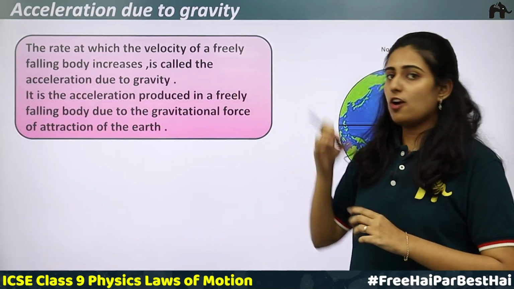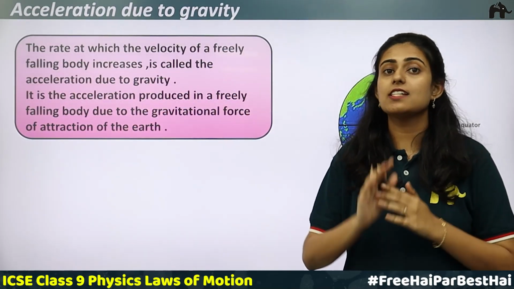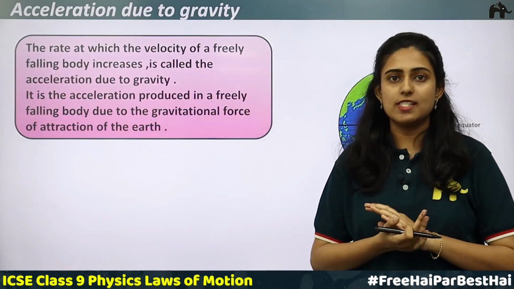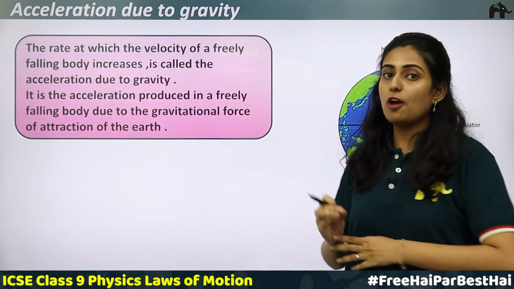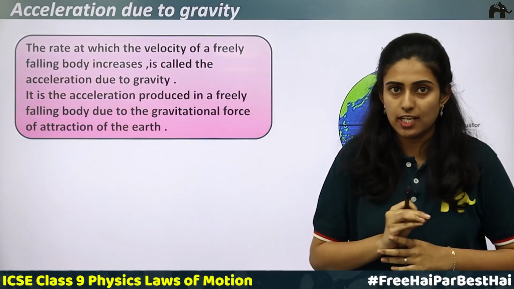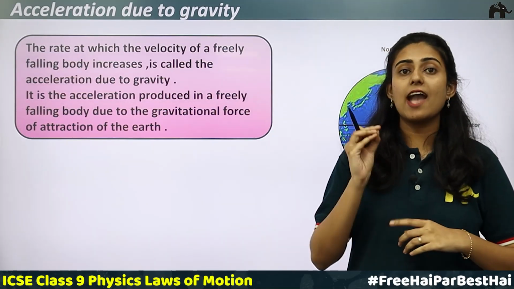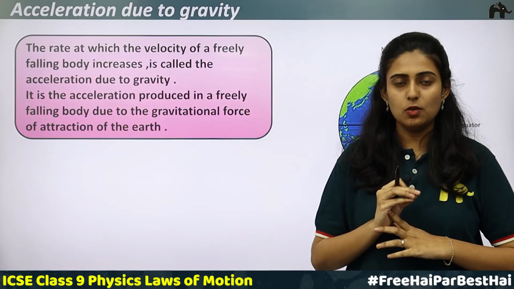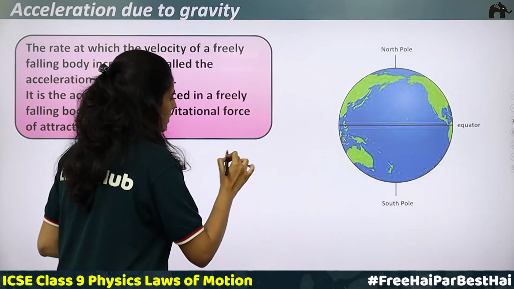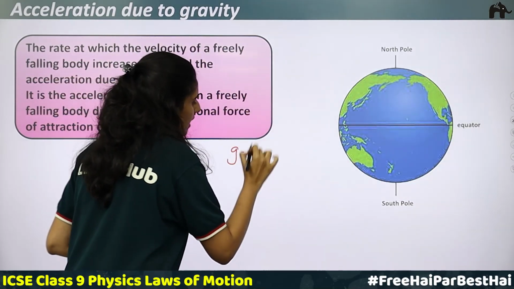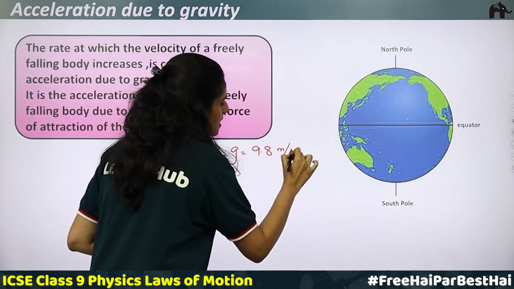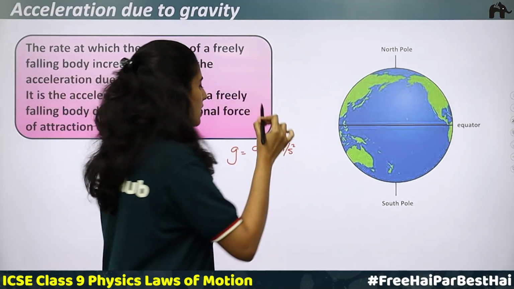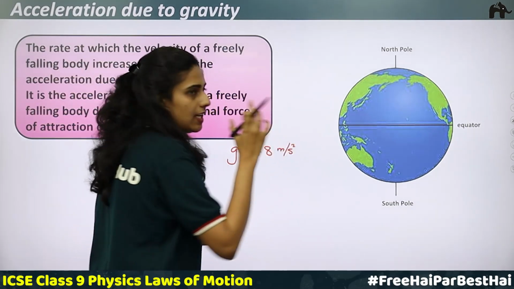Acceleration due to gravity. When a body is falling freely, we know that its velocity does not remain a constant, it is continuously increasing. So, it is increasing uniformly. Therefore, this is an example of uniformly accelerated motion. And the acceleration involved here is acceleration due to gravity. Okay, acceleration due to gravity we represent by letter g, and its value is 9.8 meter per second square. It is an acceleration, therefore the unit will be meter per second square.